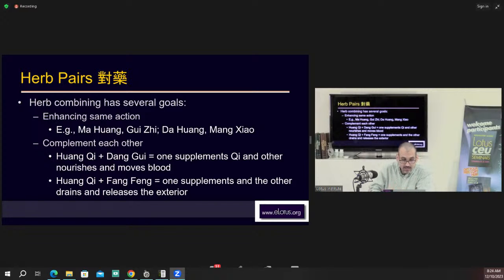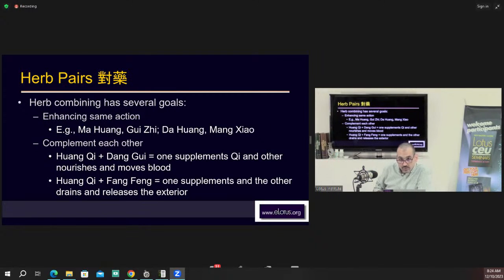So some of the examples here would be things like ma huang or guizhi, right? They both have this function of opening the exterior. They're warming, they're acrid, and so they have a synergistic effect. Or da huang and mangxiao similarly have a synergistic effect because they basically do similar things. That's one thing that we can see as a goal of pairing. And again, this is the example of herbs, but we can start extrapolating this and start thinking about how this can be used when we're looking at acupuncture point pairing.